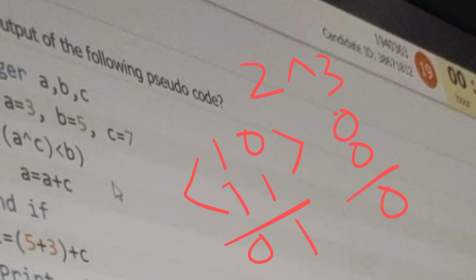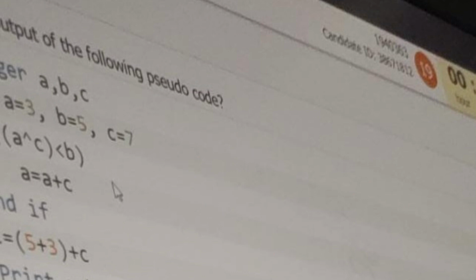Okay, so I hope you understood. So this was just an introduction. So let's solve the problem so that you can solve the problem very easily.